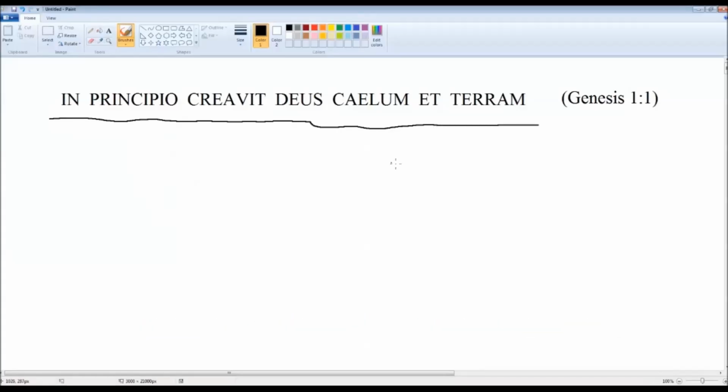In the beginning, God created heaven and earth, or the heavens and the earth, depending on how you want to translate it. So let's begin. In means in, just like in English. However, there are two ins.